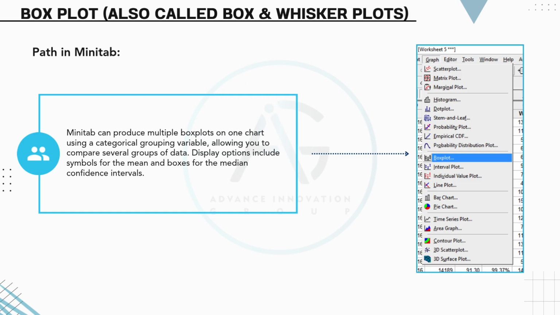For example, comparing customer satisfaction scores across regions or sales performance across different departments. You can also customize the display, add symbols for the mean to see the average values. Show boxes for the median confidence intervals, giving more insight into data stability and spread. This functionality in Minitab supports deeper exploratory data analysis, allowing you to visually inspect data variation, central tendency, and potential outliers, all in one simple plot.